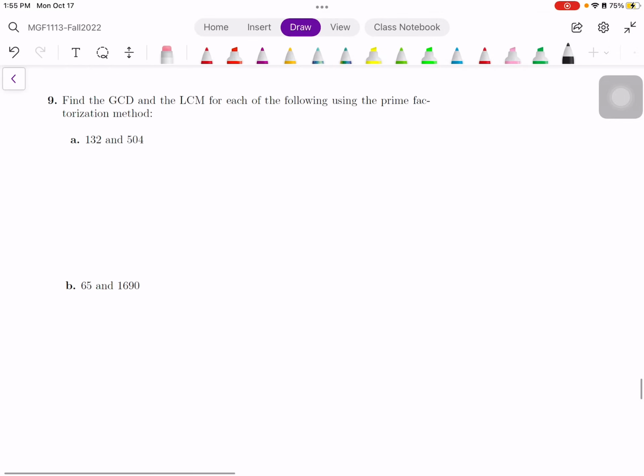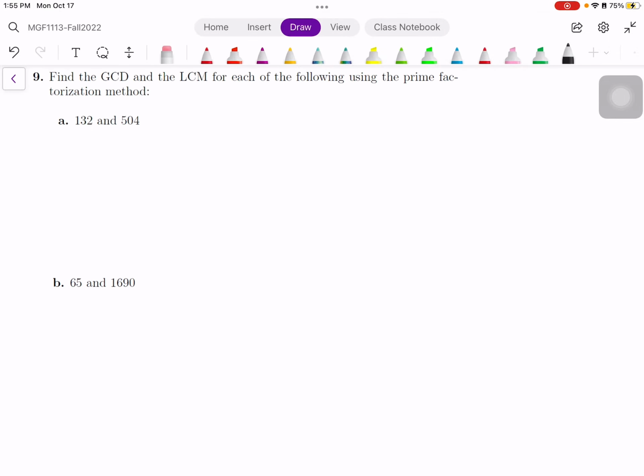Okay, so let's look at finding the greatest common divisor and least common multiple using the prime factorization method. Because once you have the prime factorization, you can use it to find the least common multiple and the greatest common divisor. So let's say we're looking at the numbers 132 and 504. They told us to use the prime factorization method, the question stated. So let's find the prime factorization for those numbers first.